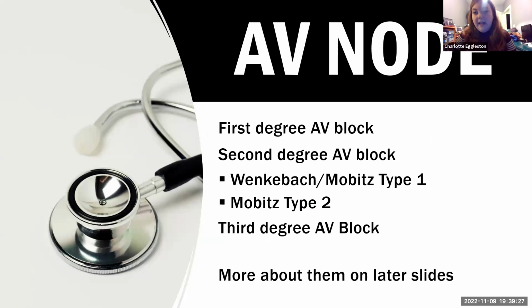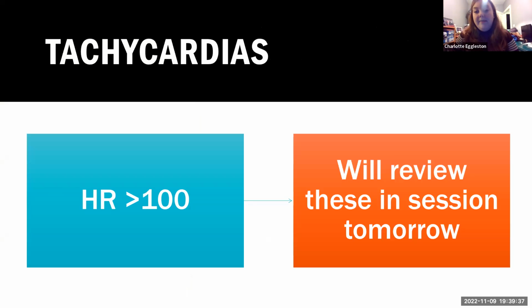And so we'll talk about the AV node. So there are heart blocks that tend to be a bit more common and definitely always come up in exams, but I'll talk about them when we get to the PR interval. Tachycardias, I'm going to cover tomorrow, so that's more the specific ventricular tachycardias, etc.